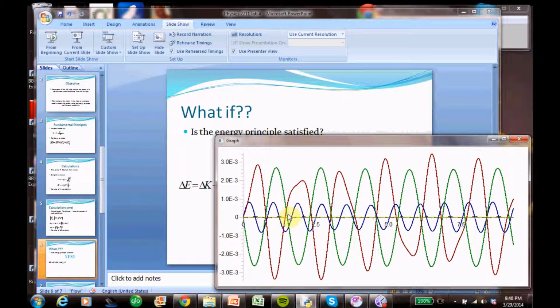Here we have the spring potential energy in red, the gravitational potential energy in green, the kinetic energy in blue, as well as the changing energy in yellow. Notice that the spring potential energy and the gravitational potential energy are out of phase. So when you have maximum spring potential energy, you have minimum gravitational potential energy, and the change in energy is 0, as you can see from the graph.